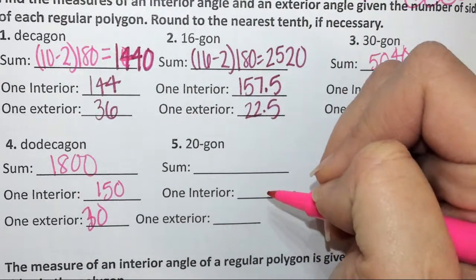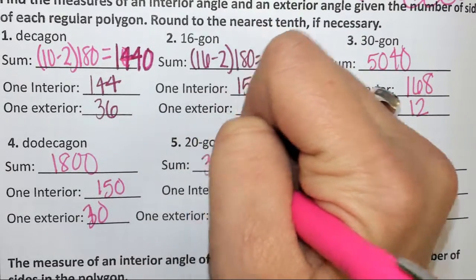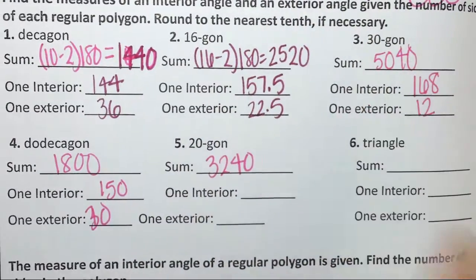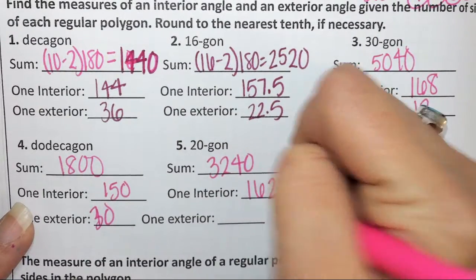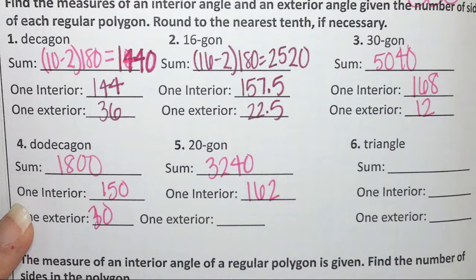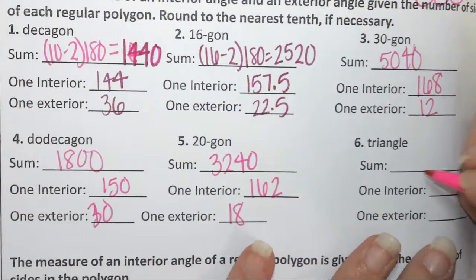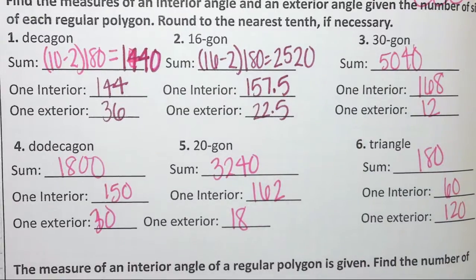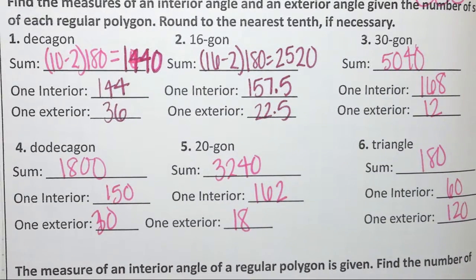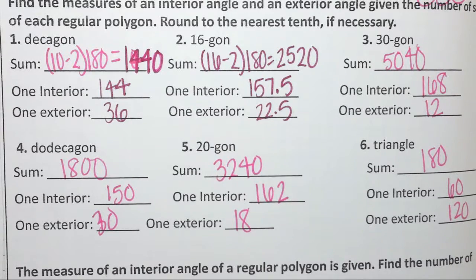All right, a 20-gon. What do we get for the sum? 3,240. All right, one interior, 162. And one exterior. All right, what about a triangle? 180. One interior, one exterior. Awesome. How many of us got all of those right? If two people at your table got all of them right, take 2 points.